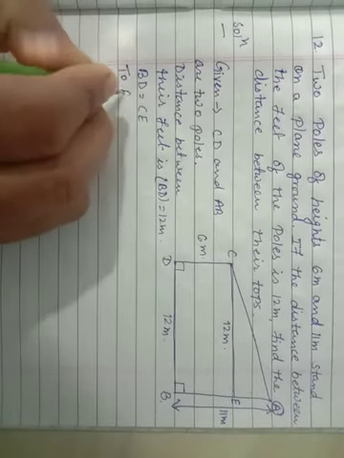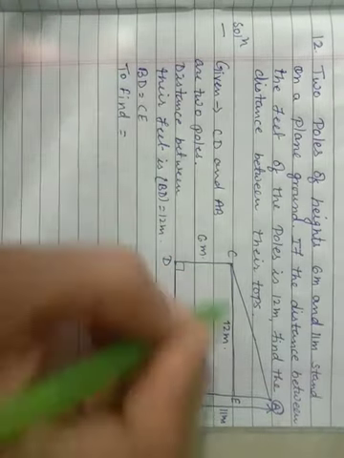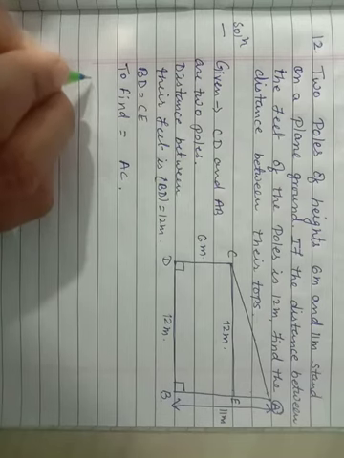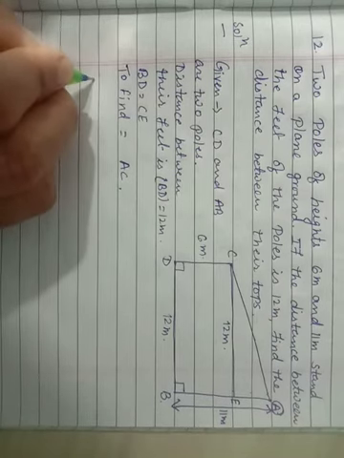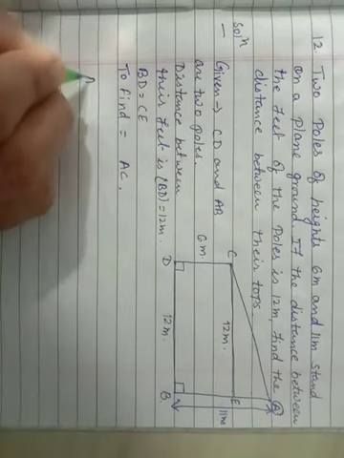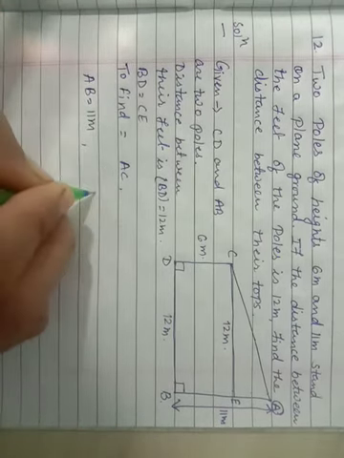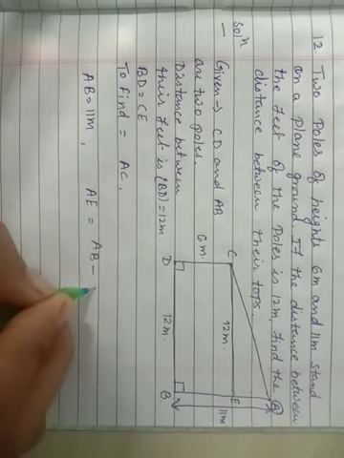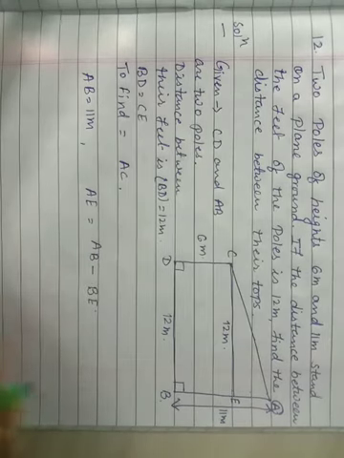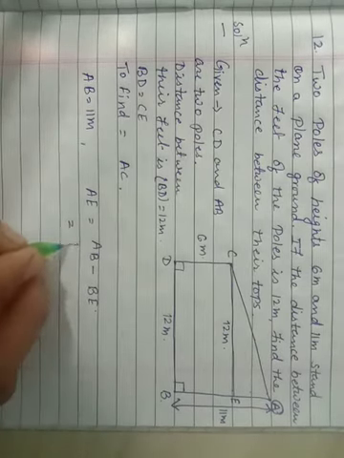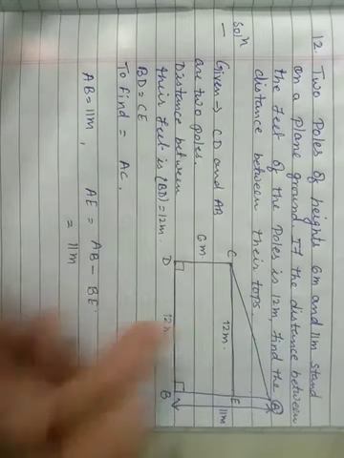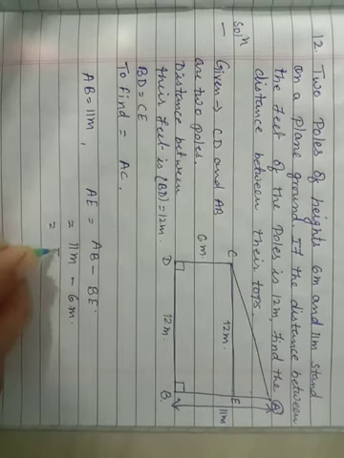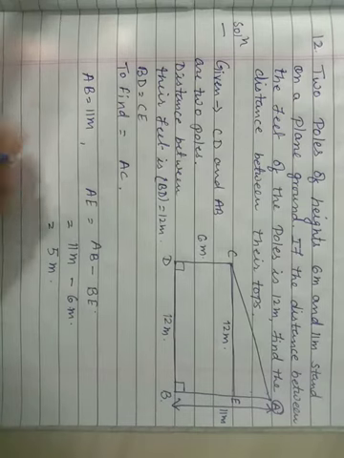And to find distance between their tops means we have to find AC. Now see how can we find this. See, in triangle, total AB is equals to 11 meter. Now AE is equals to AB minus BE. So AB is 11, BE and CD are equal, so this is 6 meter. So from here we'll get AE is equals to 5 meter.